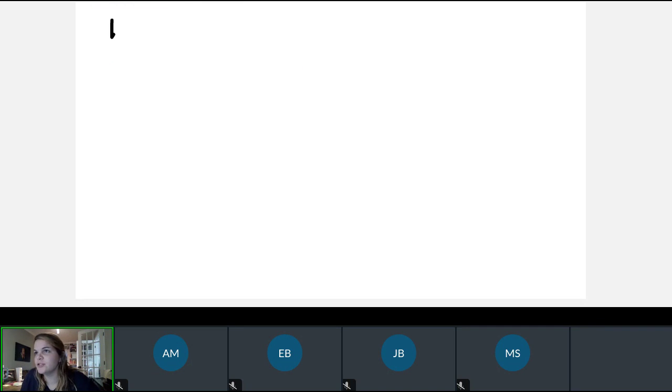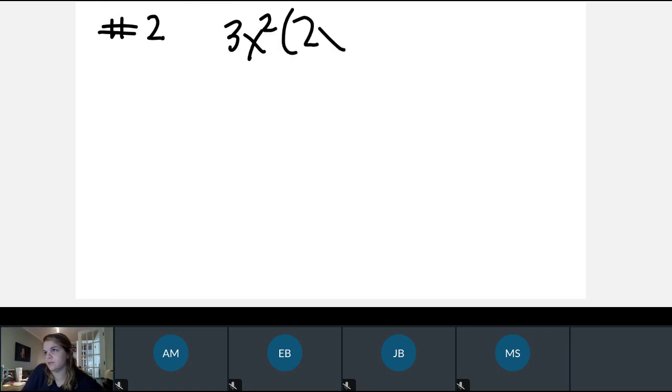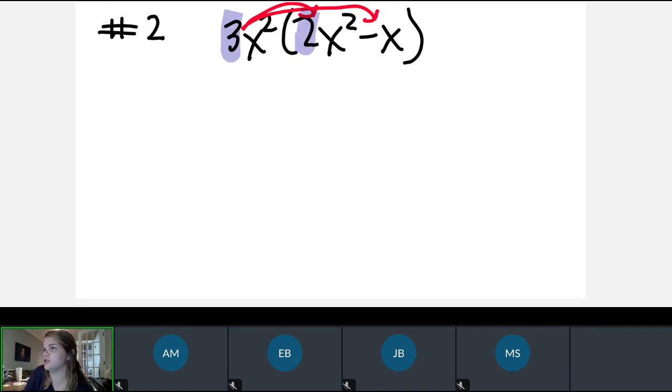Okay, Ty, number 2 on this same homework. Let's look at it. 3x squared times 2x squared minus x. So this 3x squared multiplies by 2x squared and -x. So the first thing you're going to do is multiply the coefficients. So Ty, what's 3 times 2? 6. And then you're going to do x squared times x squared. So what does x squared times x squared give you?